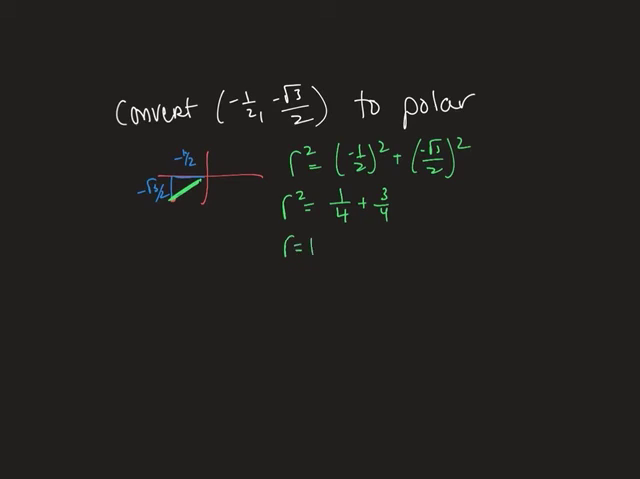So r squared equals 1. So r is going to equal 1. So our radius is going to be 1. And we have to go find our theta. We just found the r.